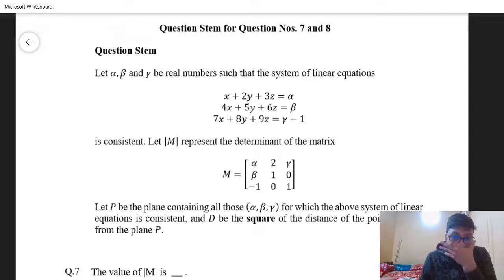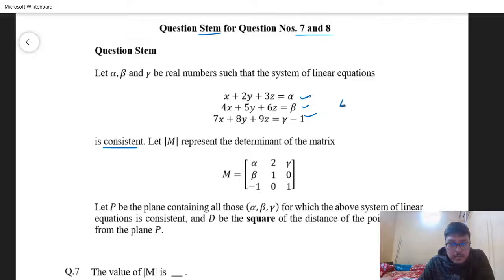So this question comes from the house of matrices and determinants. It is a type of question stem of question number 7 and 8. Let alpha, beta, and gamma be real numbers such that the system of linear equations is consistent. It means that there exists a solution. So let us check the consistency.